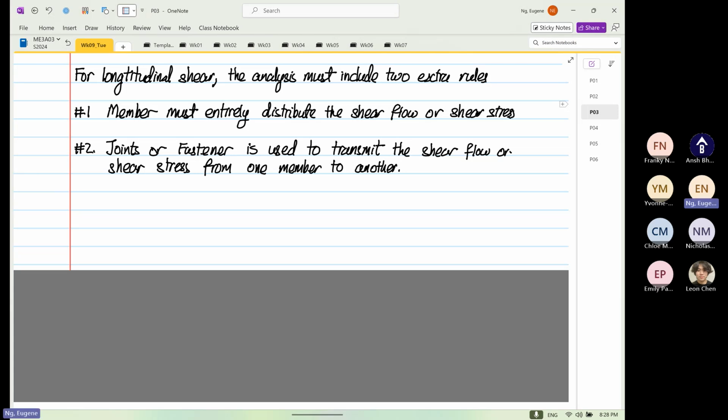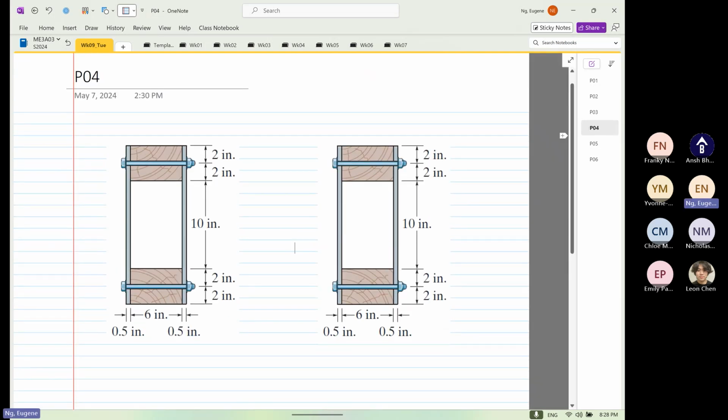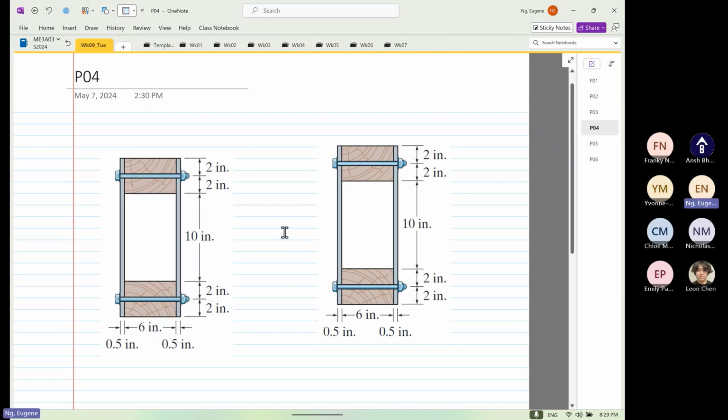So these two rules, you have to obey them. In order to do this analysis, you have to visualize this first. If you can't visualize this, that's where the problem will come. Okay. Right. So now let's look at stage one. Okay, so I'm going to call this our member number one.